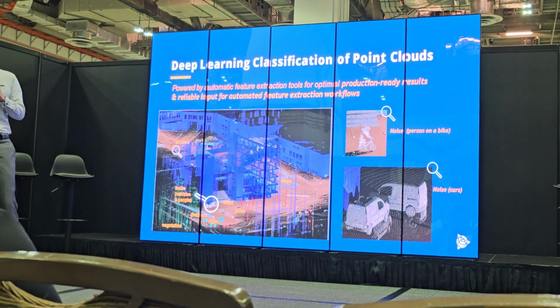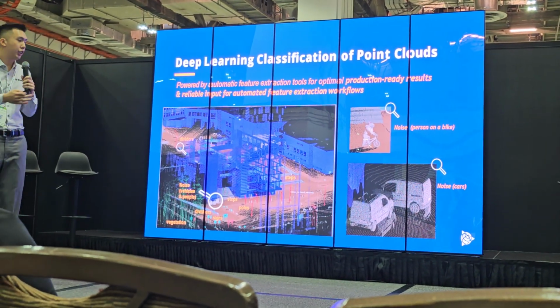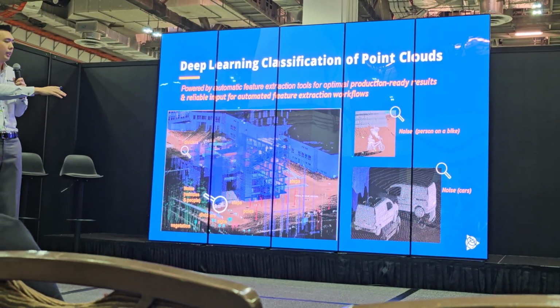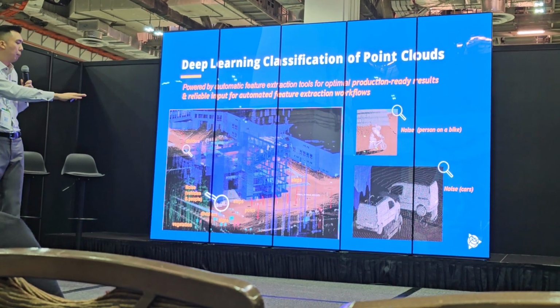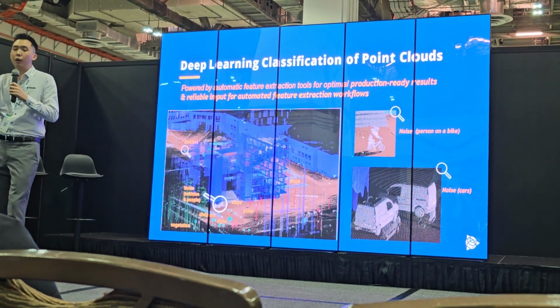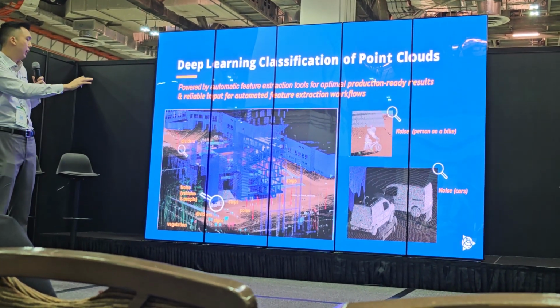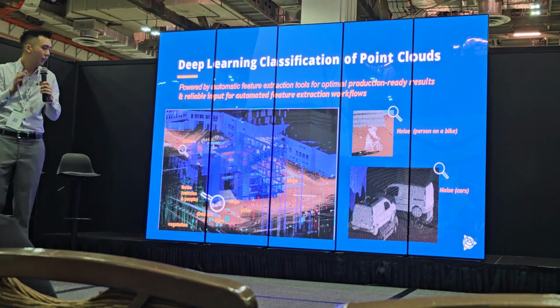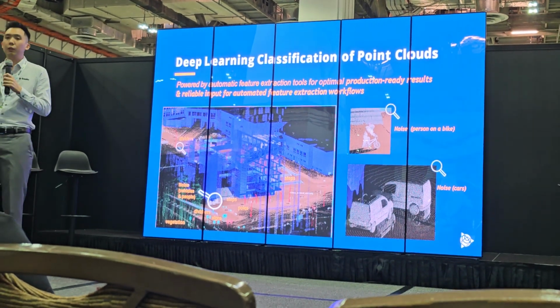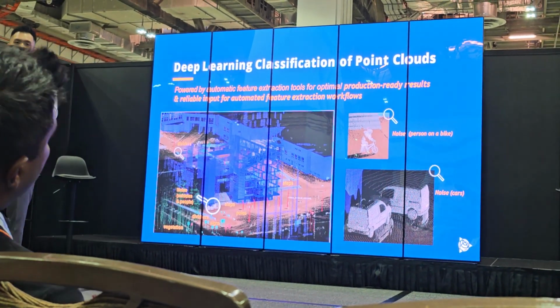So some additional examples of how we do the classification. You can see that noise, things like cars and people in your scan environment are classified into a layer that we call, I believe, noise or some other layer. So this allows you to clean up your data very easily.